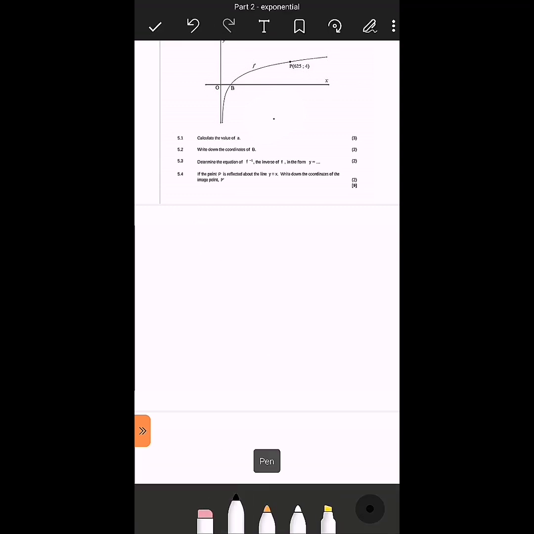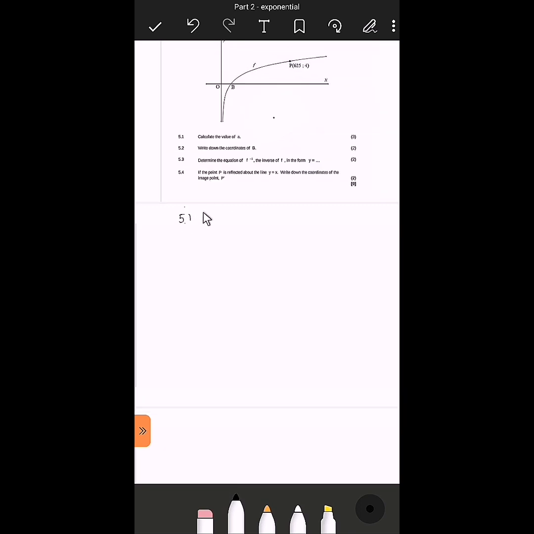Okay, so we're going to start with question 5, which reads, given f(x) equals log base a of x, P is a point on the graph of f(x). The asymptote to the graph is the y-axis. The graph intersects the x-axis at B. We are going to start with 5.1 by first writing down y equals log base a of x.